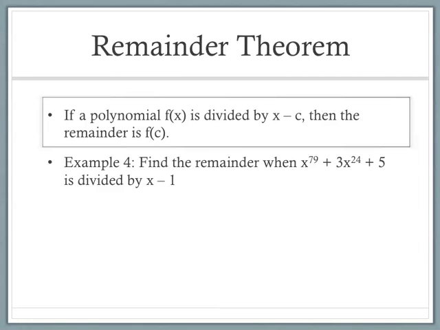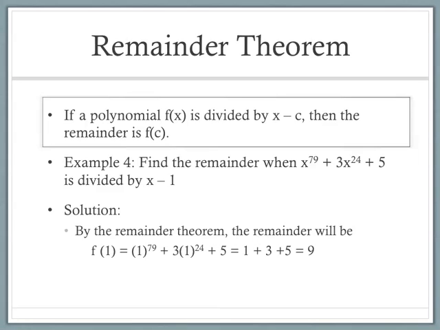And if you just want to find what the remainder is, well then, you only need to use this remainder theorem and plug in c. In this case, c is 1. So, using this theorem, we can plug in f of 1. That's 1 to the 79th plus 3 times 1 to the 24th plus 5, and that tells us that the remainder will be 9. Now, obviously, this doesn't tell you what the quotient is, but knowing what the remainder is is most often more useful than necessarily knowing the quotient. Now, if you wanted to know what the quotient was, you'd absolutely have to do the division itself.